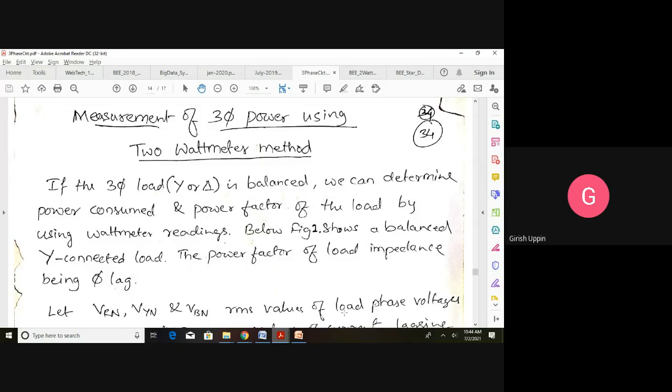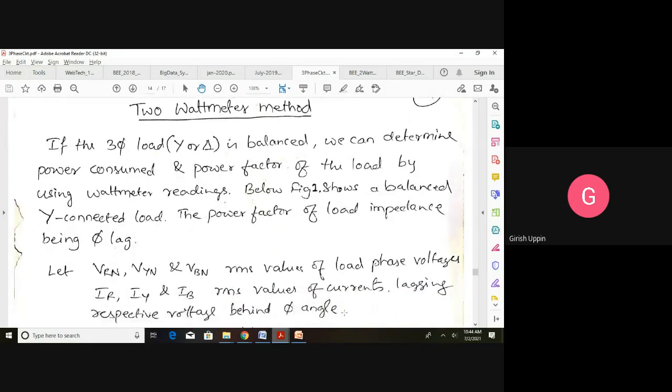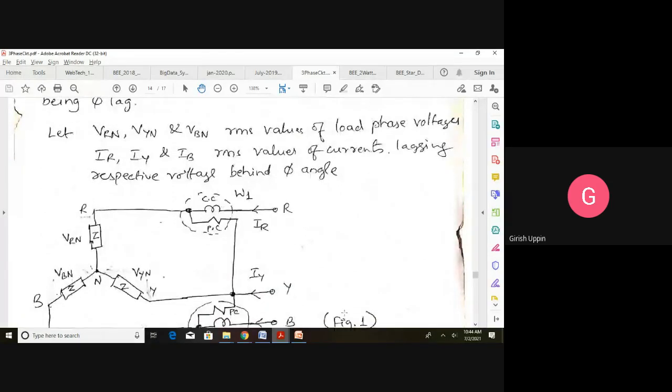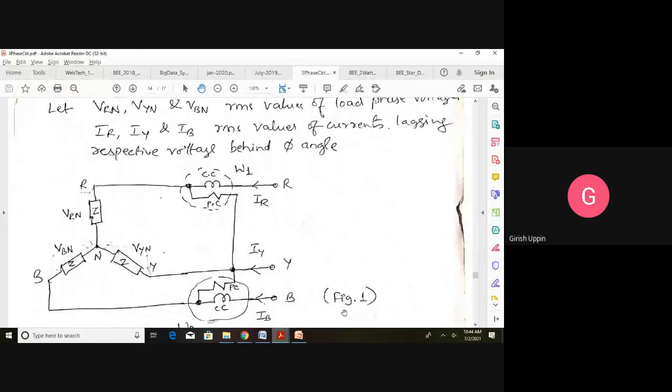In this particular example, we have considered a star connected load. Whether it is star connected or delta connected, we can measure the power using 2 wattmeters. In this example, we have considered a star connected balanced load. What is the meaning of the balanced load? This Z, the impedance of each phase, is exactly equal in value, and also the nature of the load is exactly the same, in all these three.